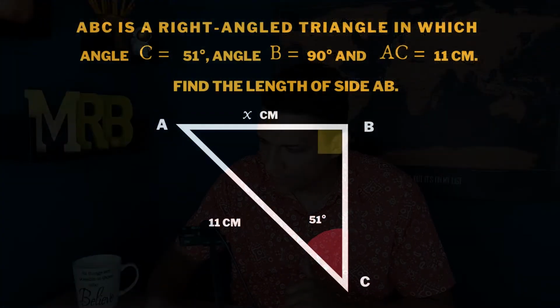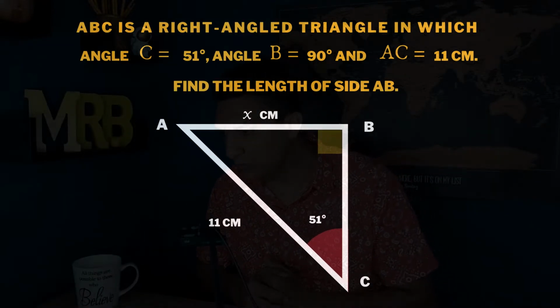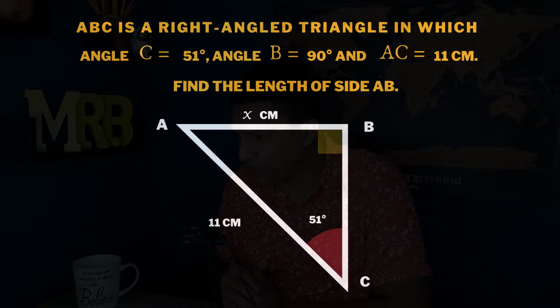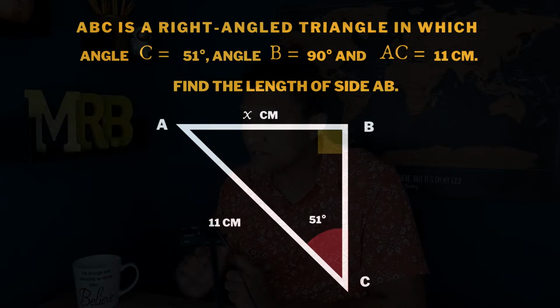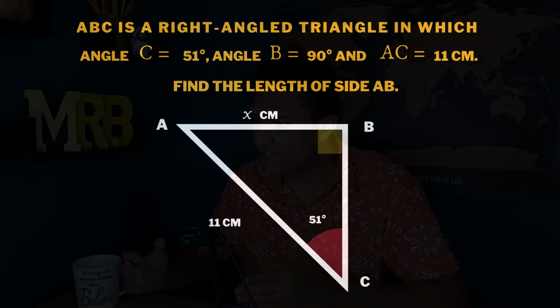Okay, so now we're gonna see how we use the trigonometric ratios to find the missing side. So the idea, let's go to this. Okay, this is the first example, and in this example we have a triangle, the triangle ABC. I'm going to read it. ABC is a right angle triangle in which the angle C is 51, the angle B is 90, and the side AC is 11.